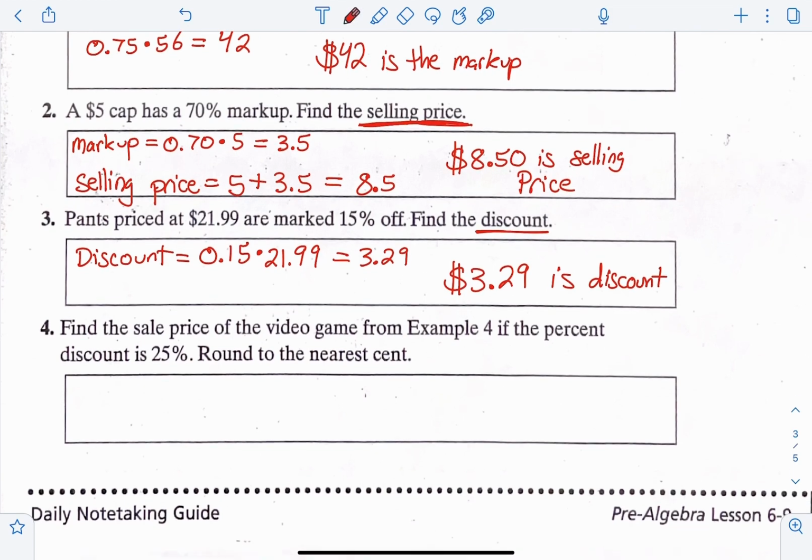All right, the last one says, find the sale price of the video game from example 4 if the percent of discount was 25%. So remember, in the example from above, its price was $39.95, but this time instead of being 20% off like the example at the top, you're going to do 25% off. Remember that this has 2 steps. You need to find the discount and then do some subtraction. So go ahead and pause your video and do this one, and then we'll come back together and do it together.